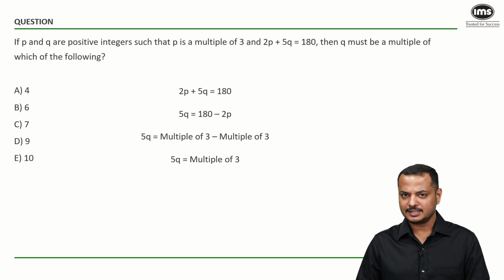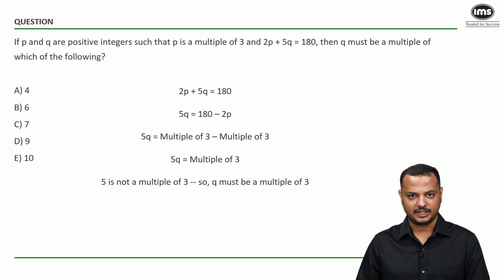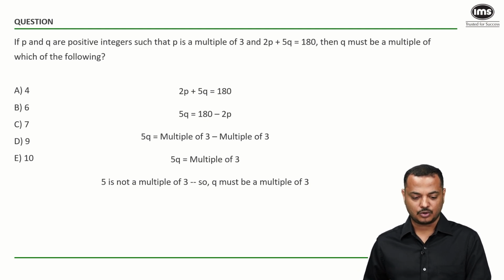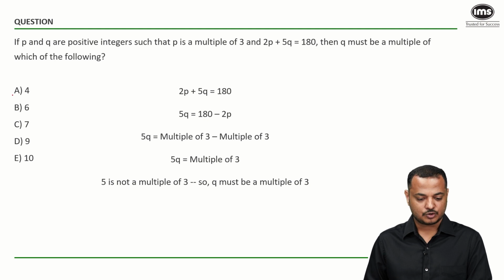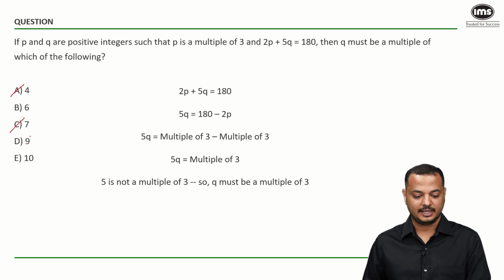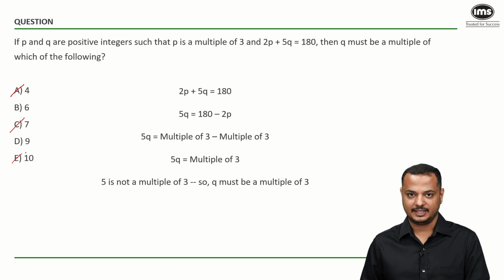Now notice the left hand side is 5 times Q and the right hand side is a multiple of 3. Now we know that 5 is not a multiple of 3. So this means Q must be a multiple of 3 so that this equation is satisfied. So that is one important piece of information that we got from this step, that is Q must be a multiple of 3. Now out of the given options, we know that 4 is not a multiple of 3, so we can eliminate option A, 7 also we can eliminate, and option E also we can eliminate. Now we are left with option B and option D, both of these are multiples of 3.